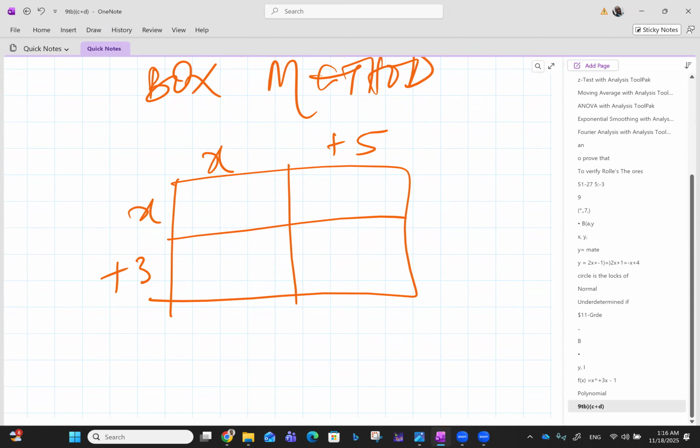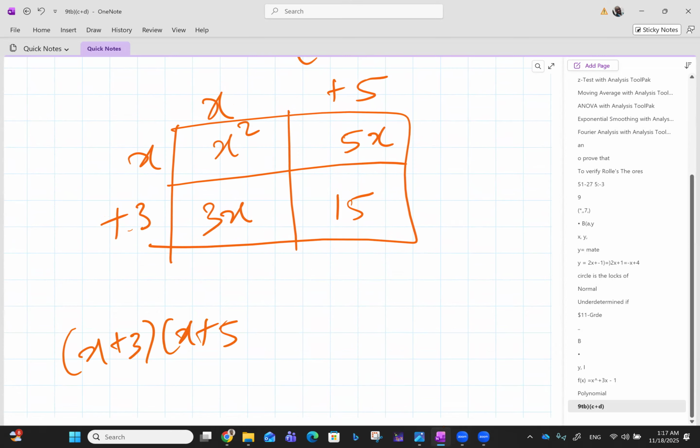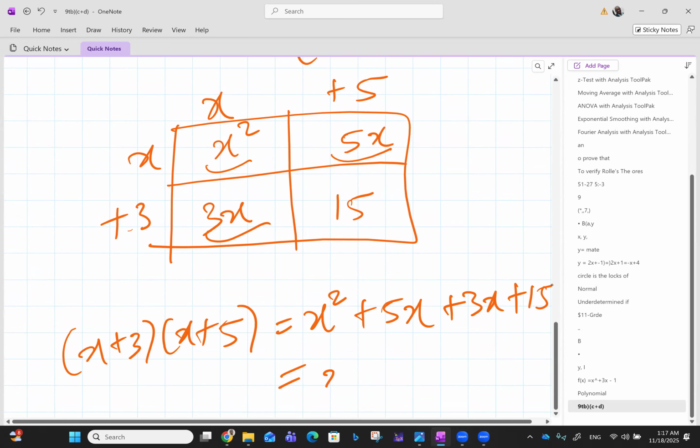So you now say x times x, x squared. x times 5, 5x. And 3 times x, 3x. 3 times 5, 15. So your result is that x plus 3 into x plus 5 is equal to x squared plus 5x plus 3x plus 15. So it gives you basically the same thing.